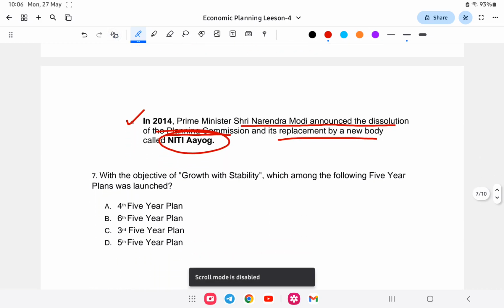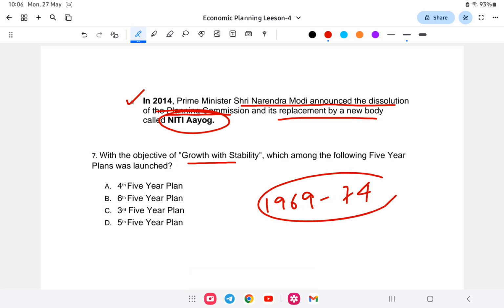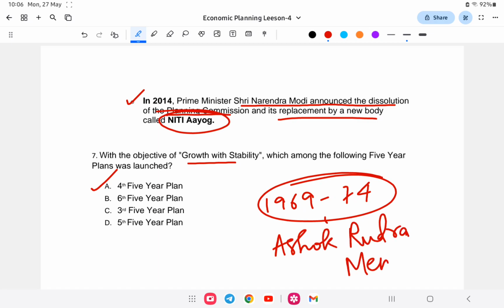With which objective, growth with stability, was among the following 5-year plans launched? So we know that growth with stability, though we have already gone across, that is 1969 to 74, that is the fourth 5-year plan there. Alright, the Ashok Rudra Menon model, fourth 5-year plan, growth with stability.